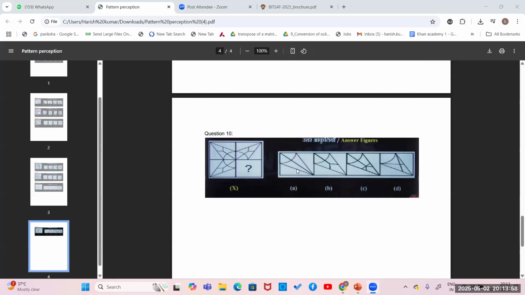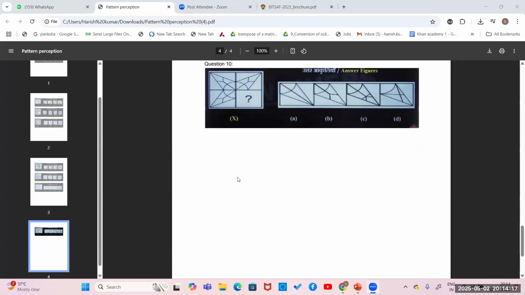B. Okay. A is not correct because in A these lines are not present. And in C there is this extra line present. In D these are lines. So B is the right answer. Option B is the right answer. Correct.